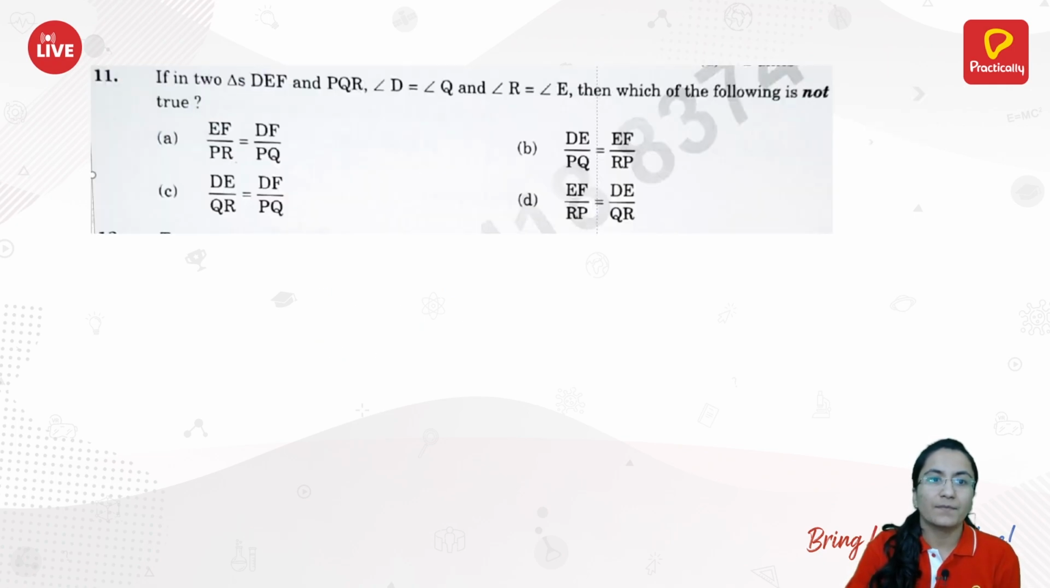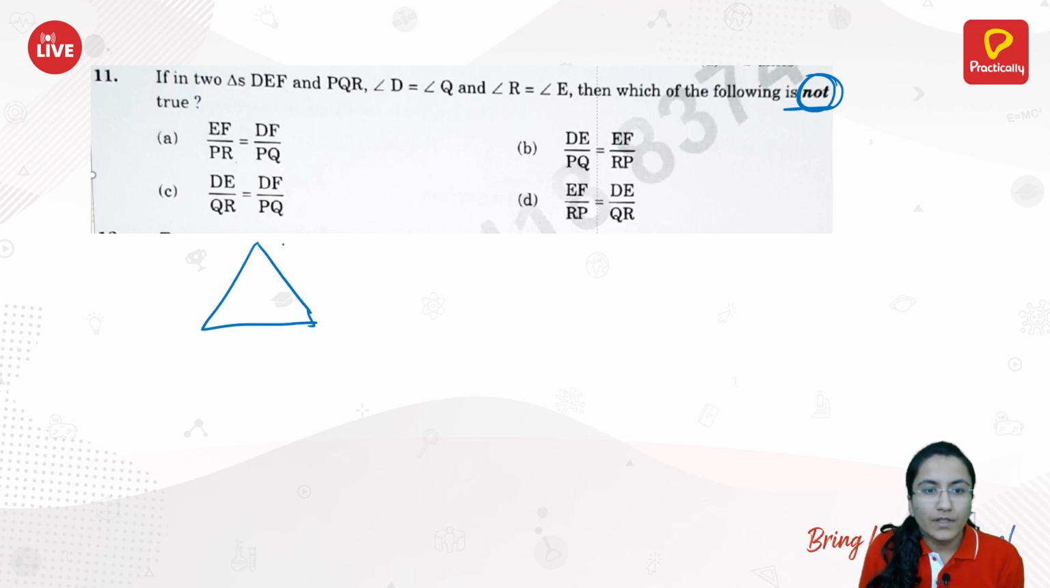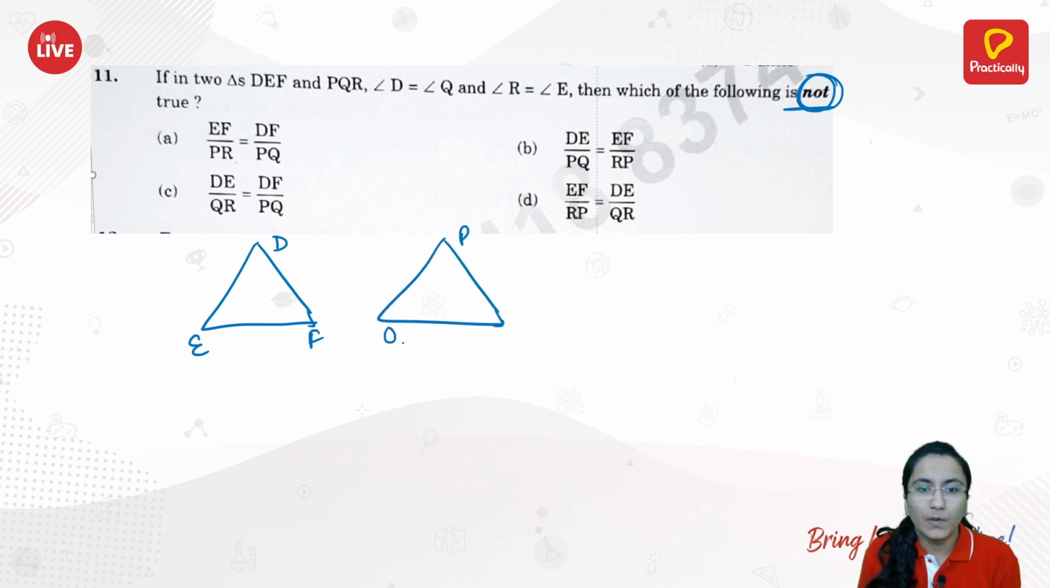So you have 8 units as the correct answer, which is option B. Next question is, if in two triangles DEF and PQR, angle D is equal to angle Q, angle R is equal to angle E, then which of the following is not true? They have even bolded this word, not true, you need to check for. So we have two triangles. Basically the first one is D, E and F. The second one here is P, Q and R.